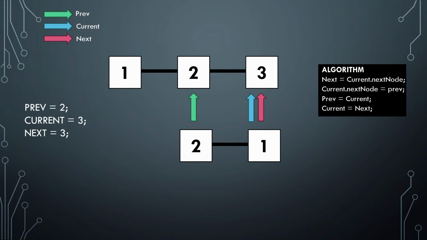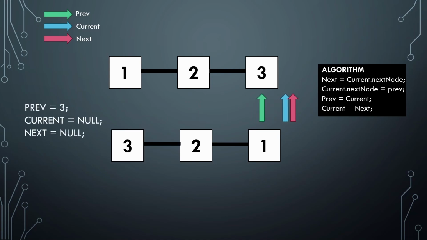At the third iteration, next will be null. Current now is 3, and so we will place after 3 the node 2, and you can now see that the linked list was reversed. Now previous will be set to be 3 and current will be null, and right now we can stop the loop because current is now null, and we can return previous because it contains the reverse of our linked list.